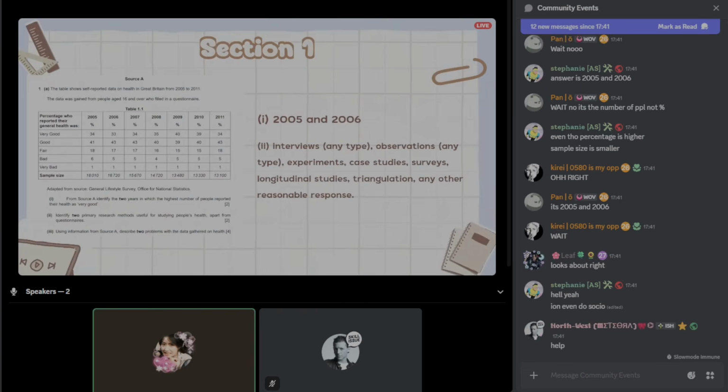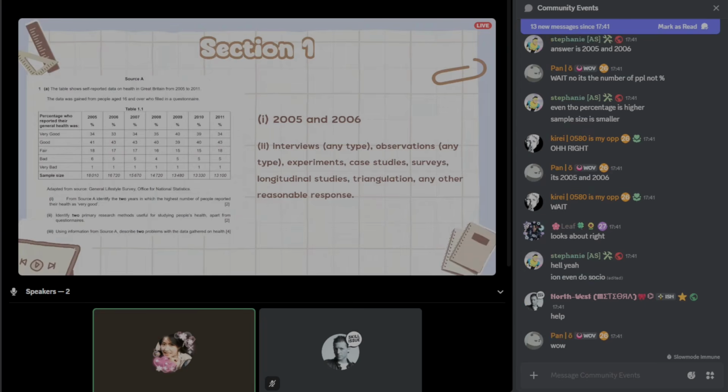So, yes, it is 2005 and 2006 because we're talking about the highest number of people. You can see the sample size in 2005 and 2006 are the highest, even though their percentage for very good is lower. But please do look at the sample size, as these tricky questions do appear on past papers.